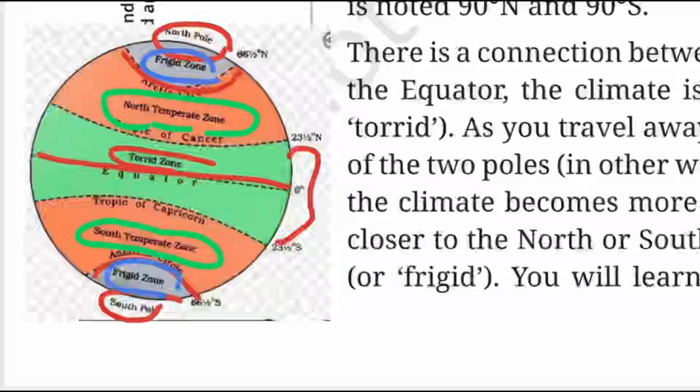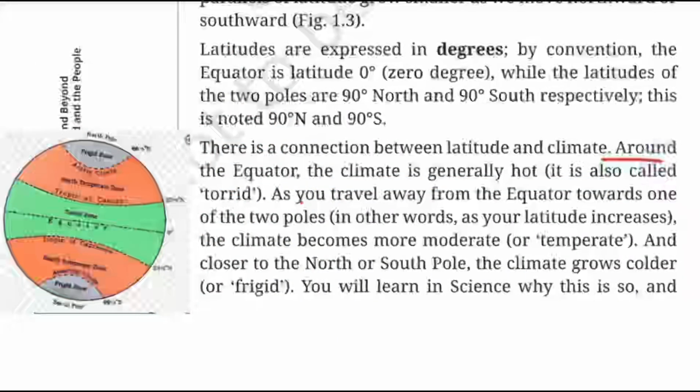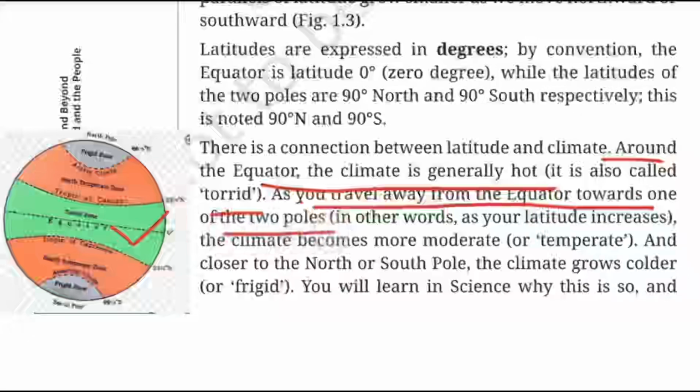Okay, we can read out the same thing. Around the equator, climate is generally hot, called the torrid zone. This green colored area. As you travel away from the equator towards one of the two poles, in other words, if your latitude increases, climate becomes more moderate. If you are moving from the equator towards the pole like this, then we enter this orange colored area, the temperate zone. Temperate zone means moderate temperature. That is the meaning.